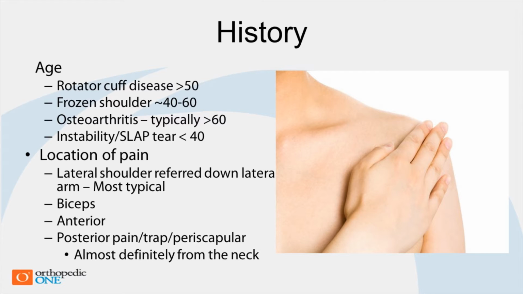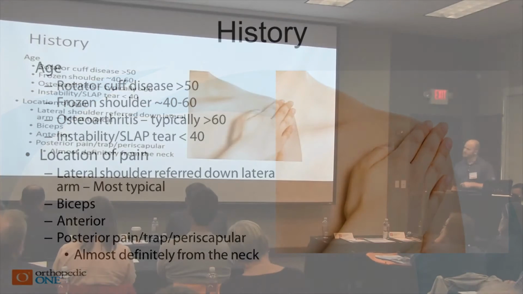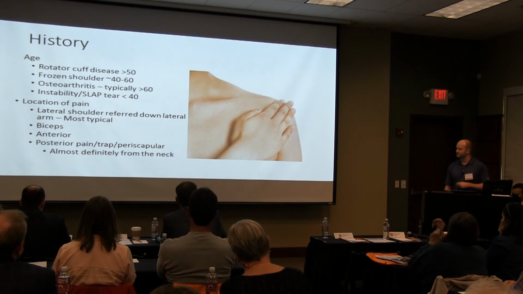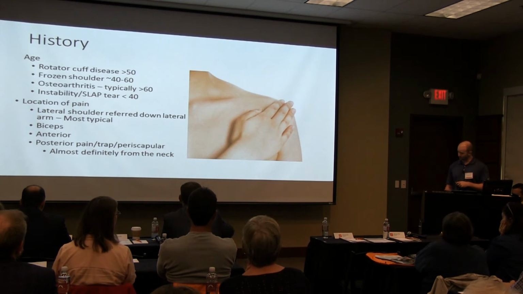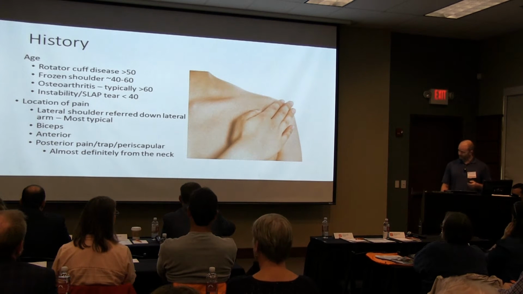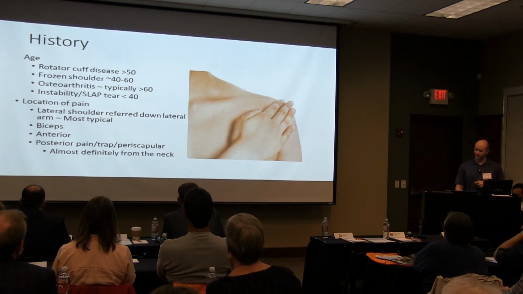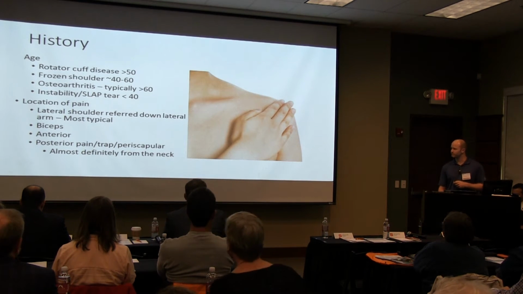The location of the pain is going to be very common. This is something you always want to ask, because if you don't, people are going to come in and say, my shoulder hurts, and half of them are probably going to have a neck problem. Most people with rotator cuff pain or shoulder pain are going to have pain where this is pointing here, over the proximal lateral shoulder, that refers down to the lateral aspect of the arm. Some of them will hurt anteriorly, maybe over the biceps, sometimes pain in the biceps muscle itself, but always pay attention to people who have pain in the back of their shoulder, around the scapula, up into their trapezius, or at the base of the neck.